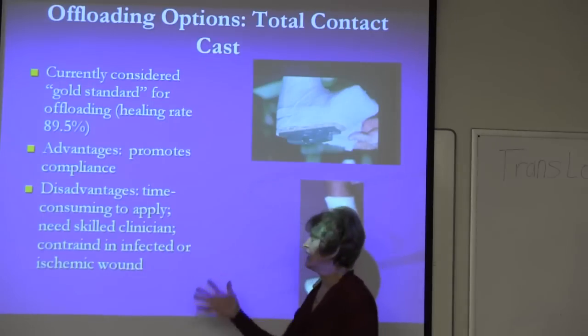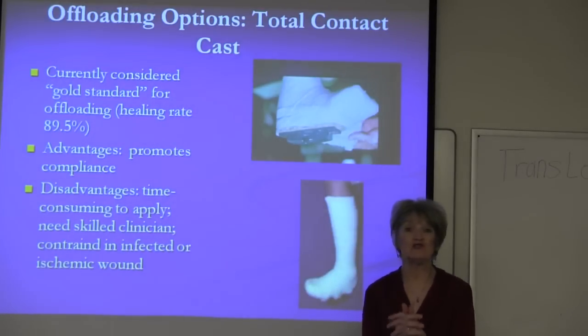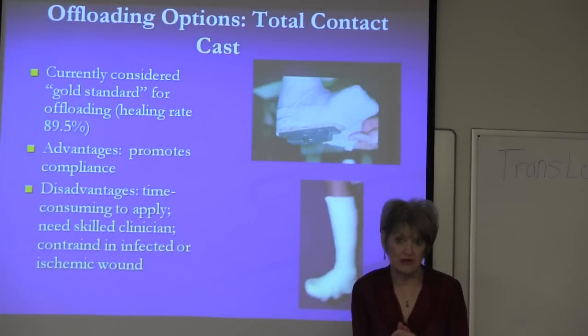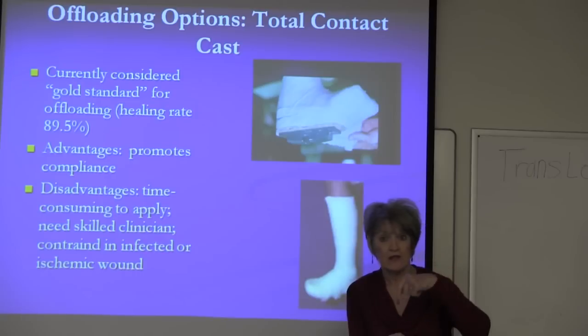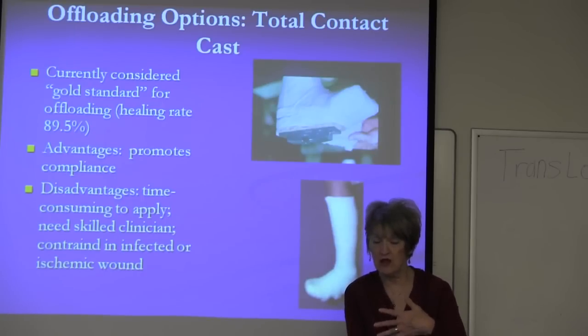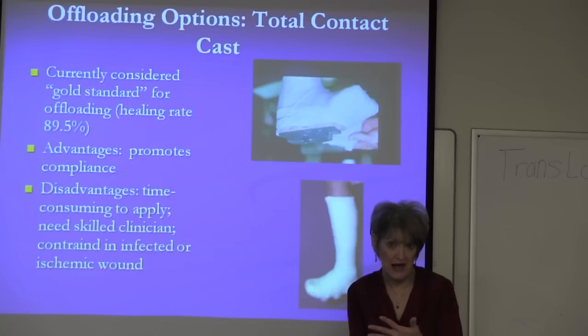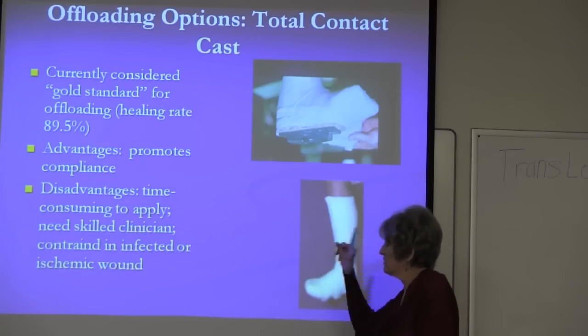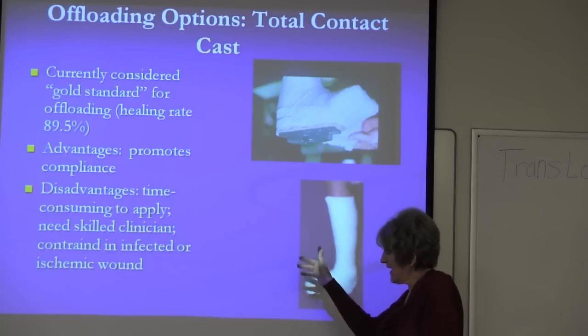What are the disadvantages? Well, you have to have someone who's skilled in cast application because you have a patient with neuropathy. If you don't do appropriate padding, if you inadvertently get too much pressure over a bony prominence, they come back and they have a new ulcer over the heel, over the ankle bone. So you have to have someone who's skilled. And it is time consuming to apply a total contact cast. Now there's a new device on the market, I think it's called Easy Cast, that certainly makes it faster. But it comes down to, do you have someone who's skilled in cast application?